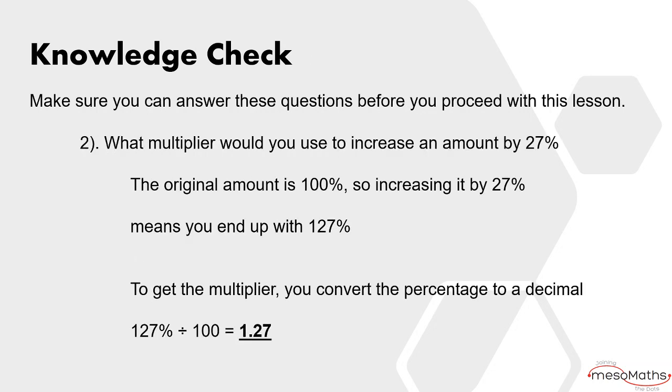Okay, question 2, what multiplier would you use to increase an amount by 27%? The original amount is the 100%, and you're increasing it by 27, which means you end up with 127%. Now to get the multiplier, you convert the percentage to a decimal, so 127 divided by 100 gives you a multiplier of 1.27. Question 3, similar question, this time it's an increase of 2%. So your total new amount would be 102%. You divide that by 100 and you get the multiplier, which is 1.02.